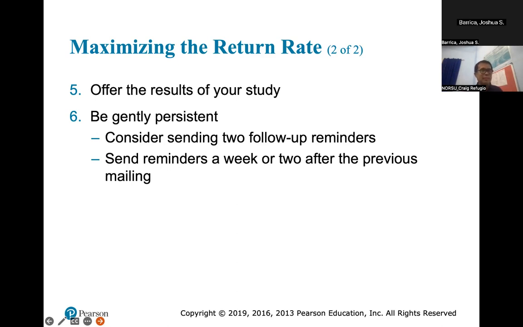So it's not only coming from your own idea, but that is backed up with the related literature.